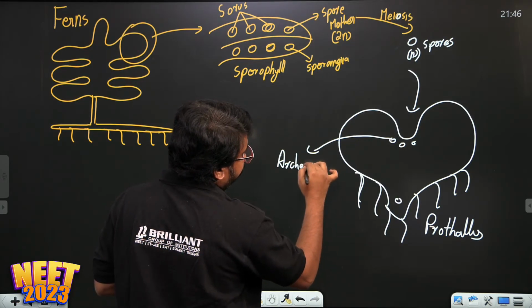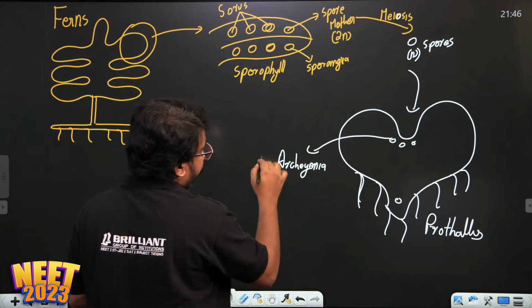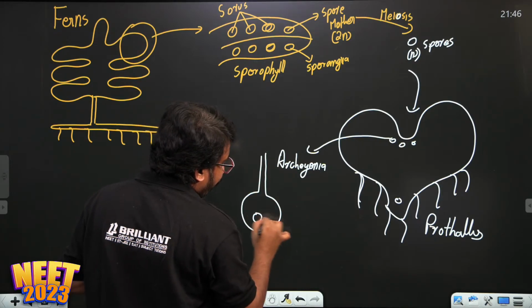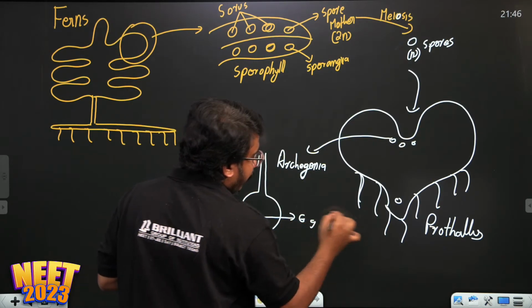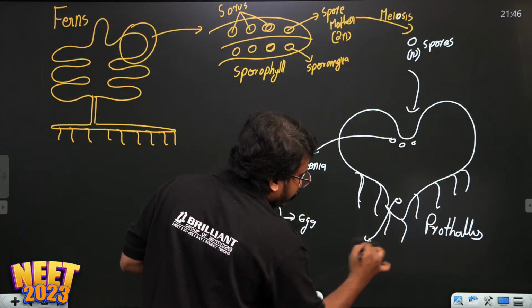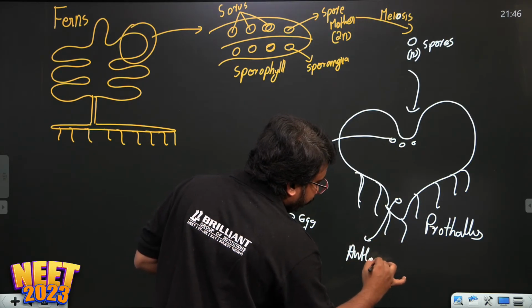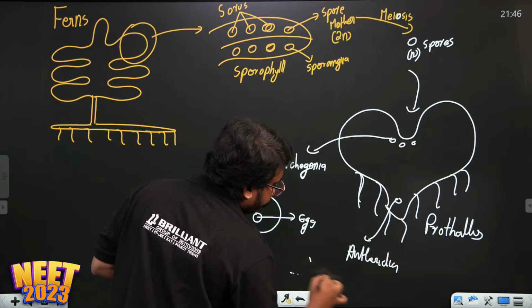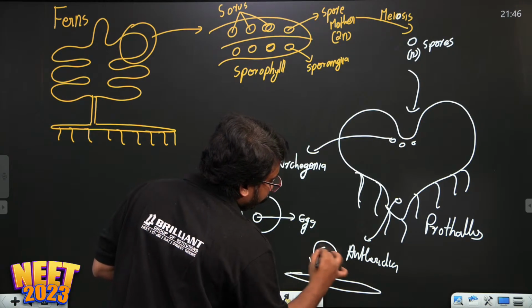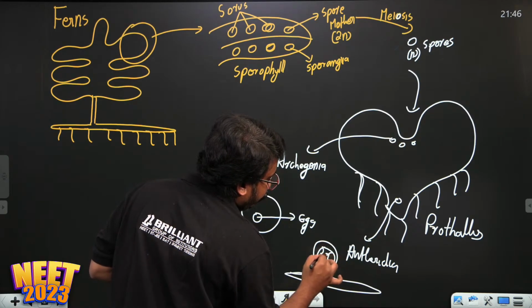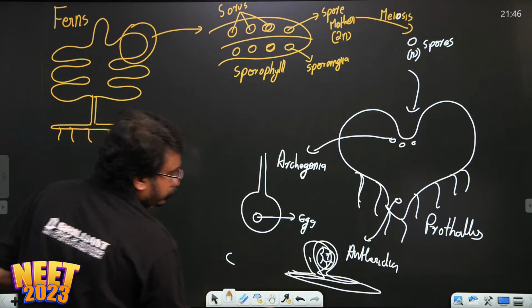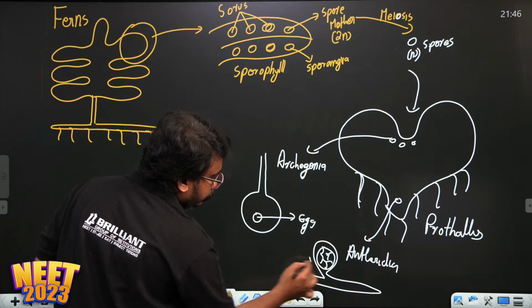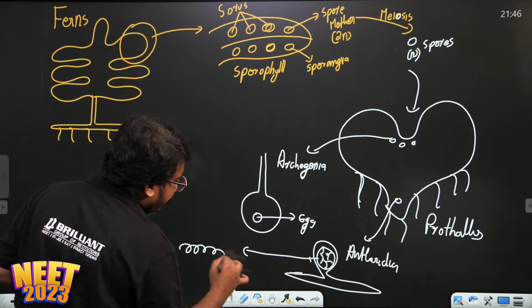archegonia with the egg, and they also produce antheridia which would be releasing out the male gamete.